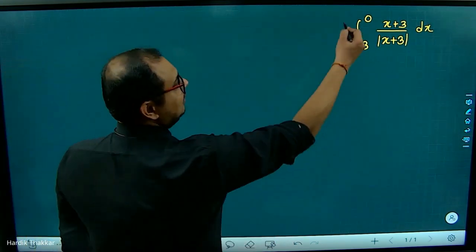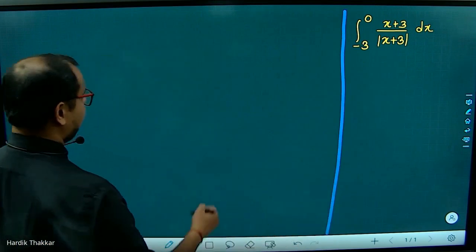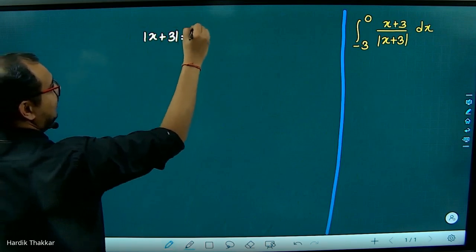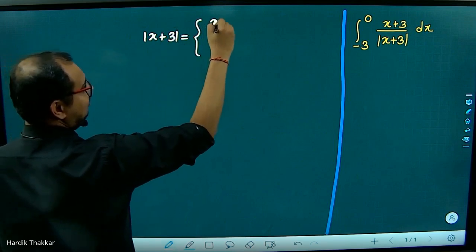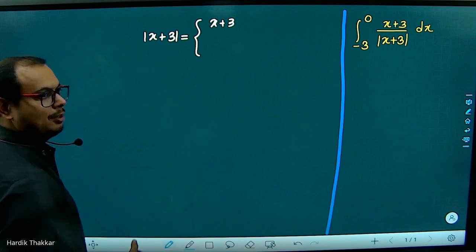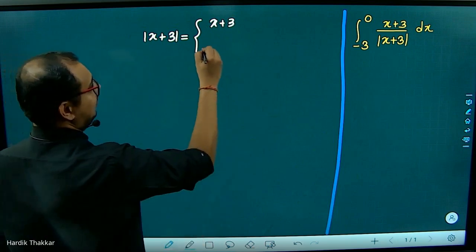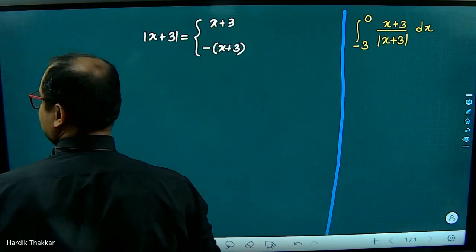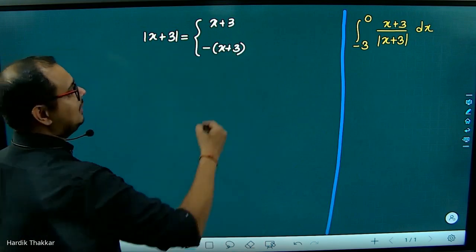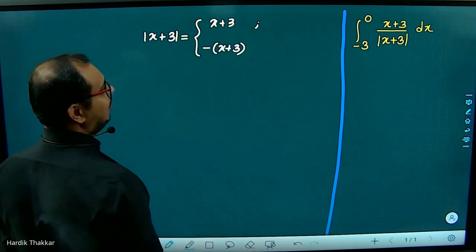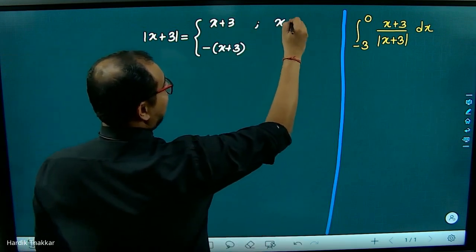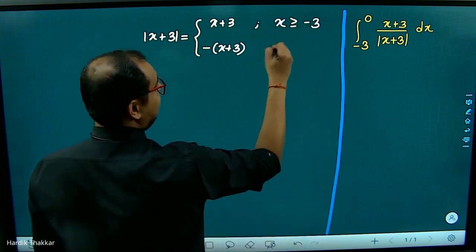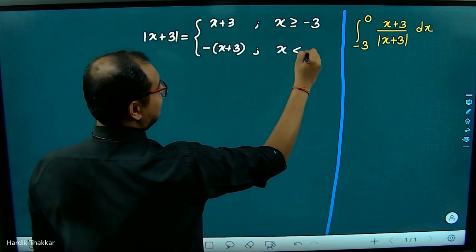Just a second. So Chevy, what we will do, look, mod x plus 3 can be written as either x plus 3 simply, we can remove that modulus, or it will be minus times of x plus 3. So here we will have two values of this modulus function. We will consider this upper value when x is greater than or equals to -3, and we will take the lower value when x is less than -3.